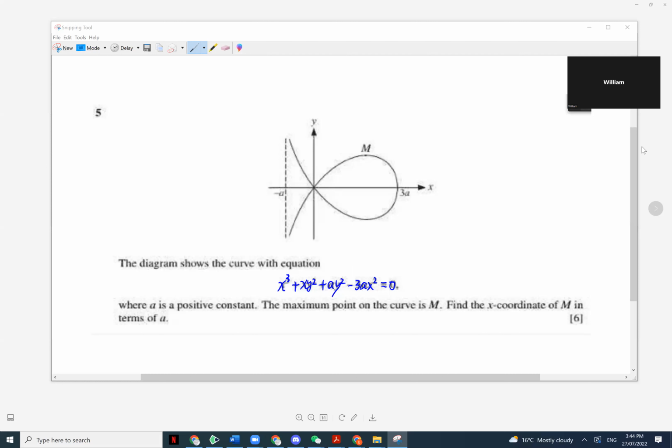Try the question doing implicit. Oh, you can move to the front then. That's from a student who asked you to find the maximum point. So implicit differentiation.